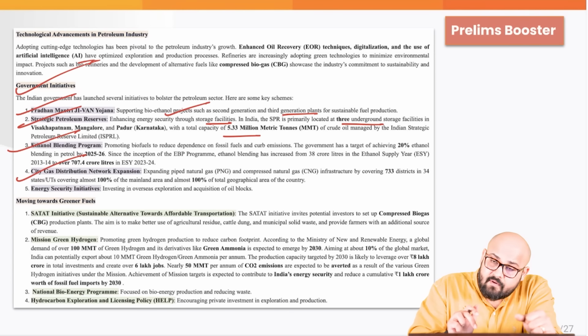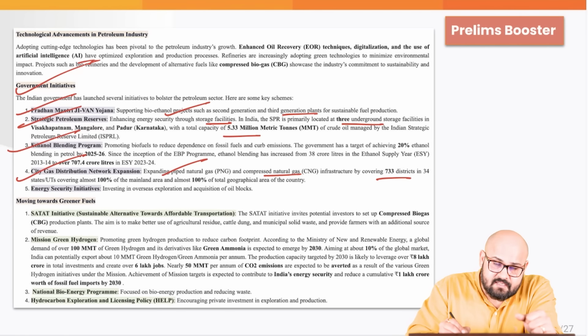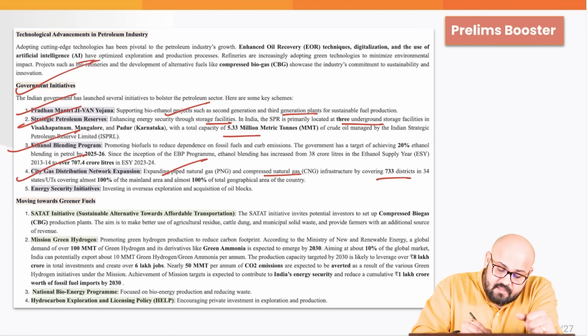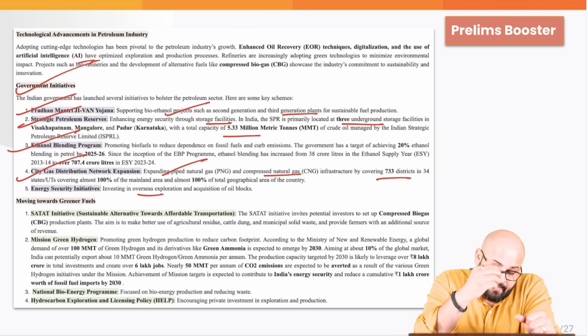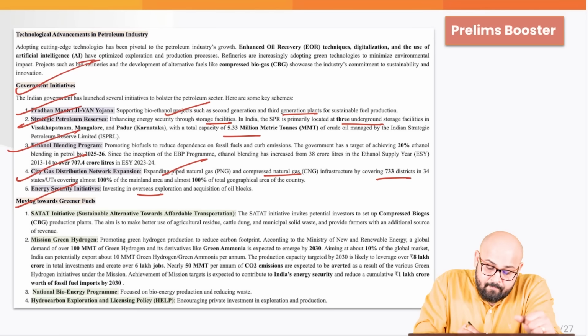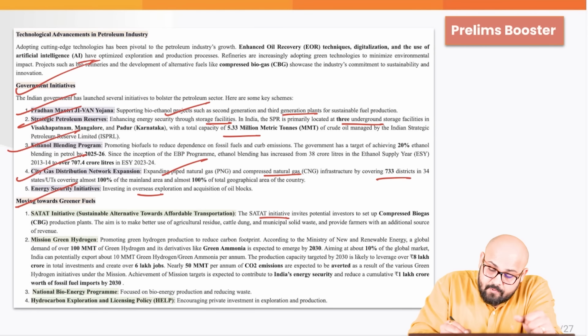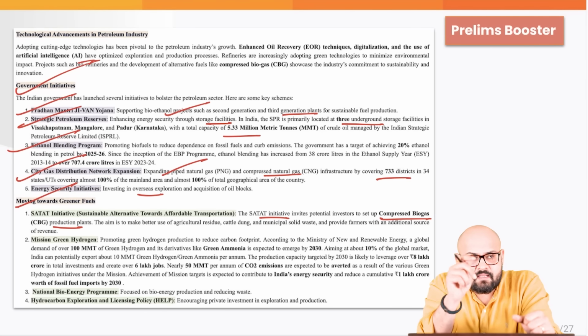City gas distribution network expansion, expanding the piped natural gas and compressed natural gas infrastructure by covering 733 districts in 34 states and UTs. Energy security initiatives, investing in overseas exploration and acquisition of oil blocks, co-development, co-production. Moving towards greener fuels, the SATAT initiative, Sustainable Alternative Towards Affordable Transportation. The SATAT initiative invites potential investors to set up compressed biogas production plants. Always remember these keywords so that if you have a question in the prelims, you can easily identify the correct option.